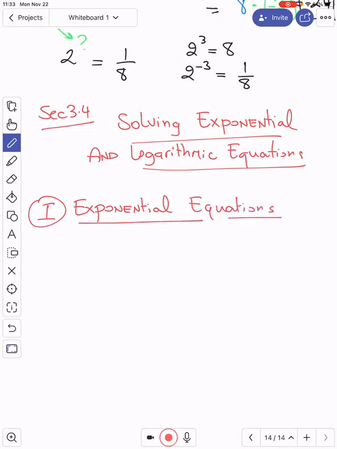In the exponential equations, we're going to do a couple of examples, of course. So in the first example, let's say we have 3 to the power 2x equal to 3 to the power x minus 4. Of course, we need to solve for x.